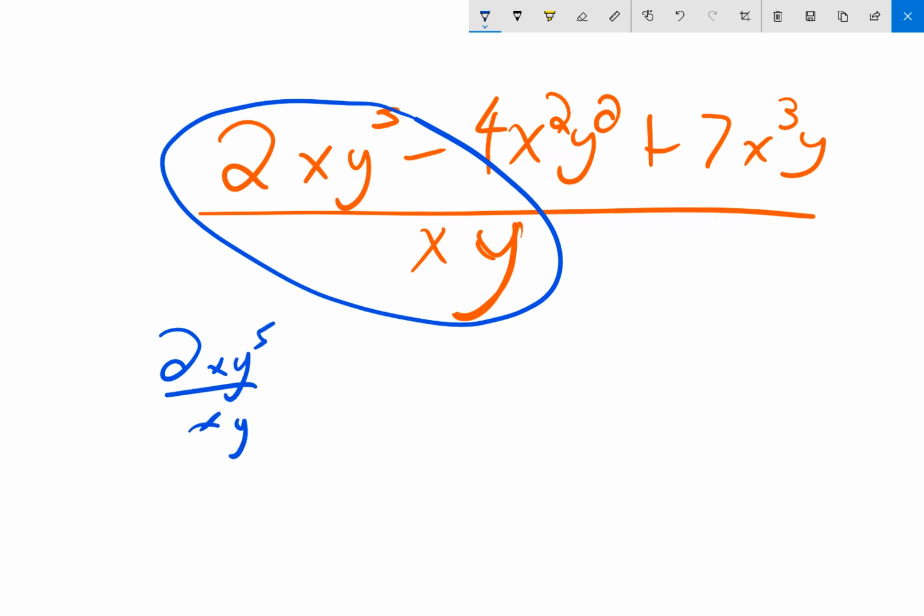So an x on top and an x on bottom, those x's will just straight up cancel out. And then this y will take out one of the y's on the top, making it just y to the 4th on top. So that essentially turns that term into just 2y to the 4th.